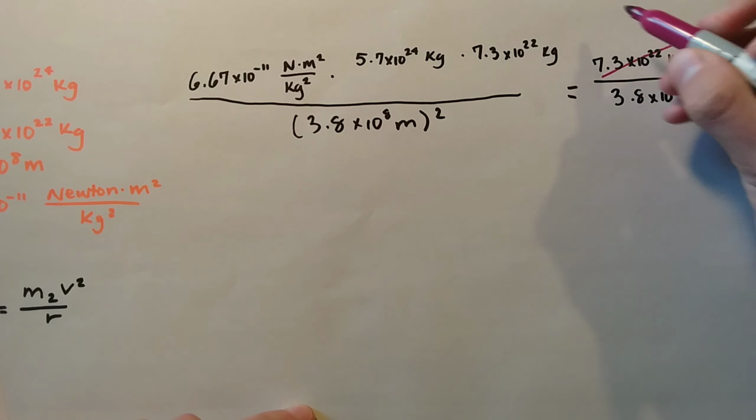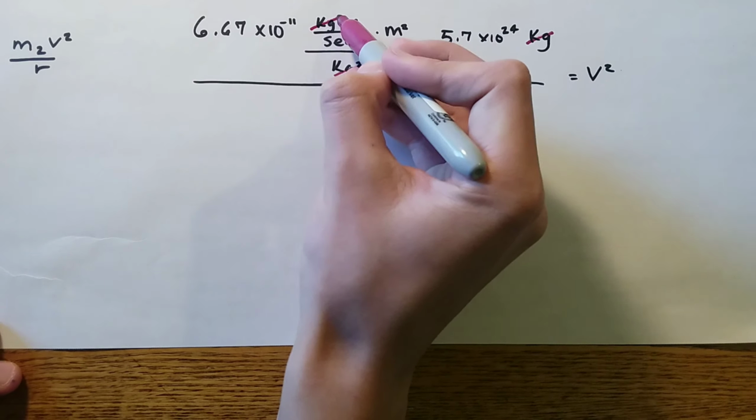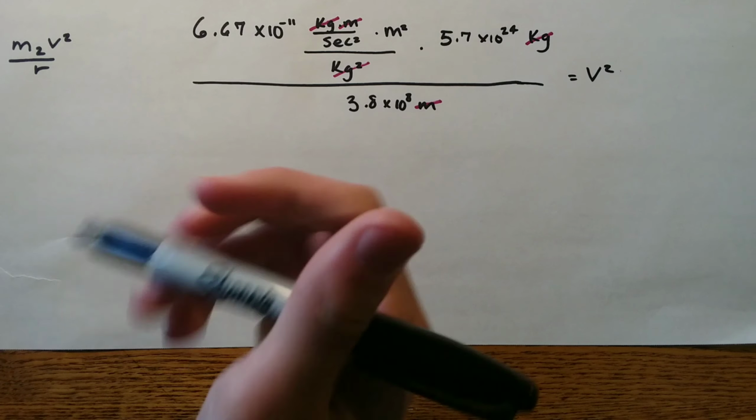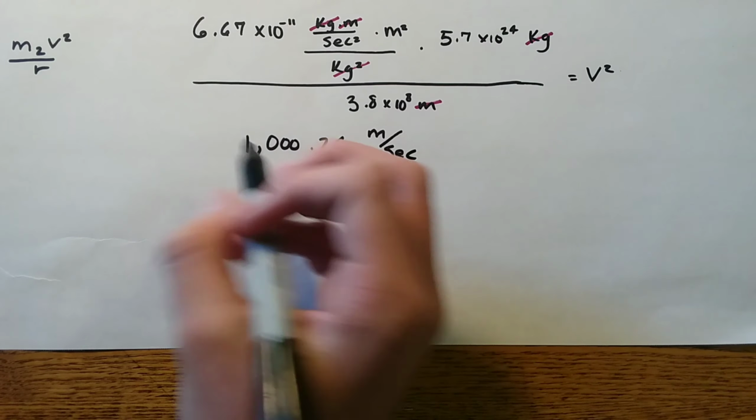Notice that the mass of the moon cancels out, and so does a radius. On the right side, we're left with v squared, and on the left side, we can cancel out some units. Thus, our final answer should be roughly 1000.24 meters per second as velocity.